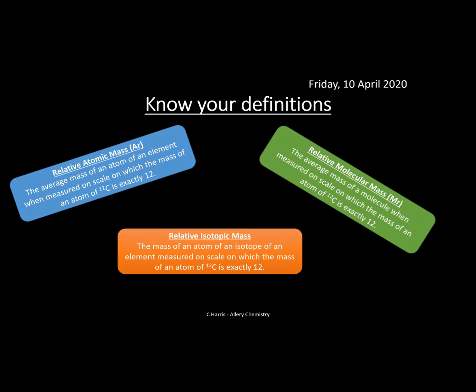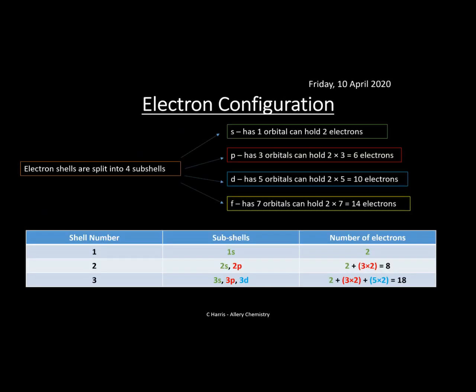The relative molecular mass, you might have seen this at GCSE, but the main difference with relative molecular mass is this is the mass of molecules rather than individual atoms. So basically you just add up the relative atomic masses of all the atoms to get the relative molecular mass. And relative isotopic mass is pretty much the same as relative atomic mass, except we're measuring isotopes instead. So it's basically just the relative masses of different substances.